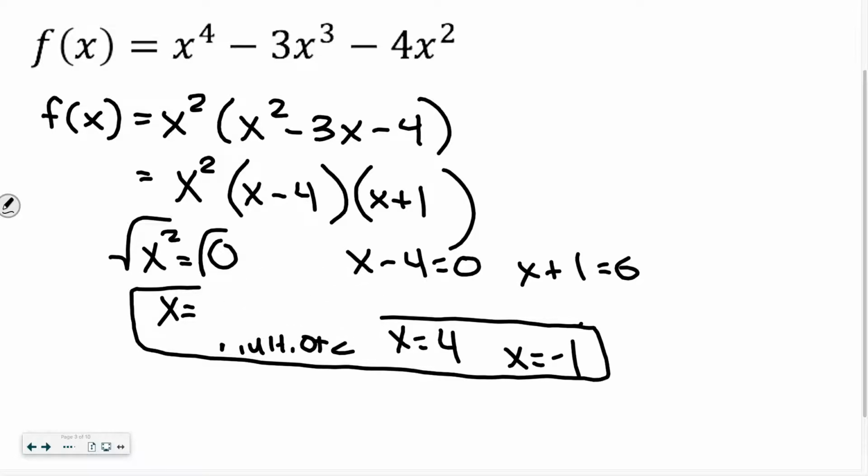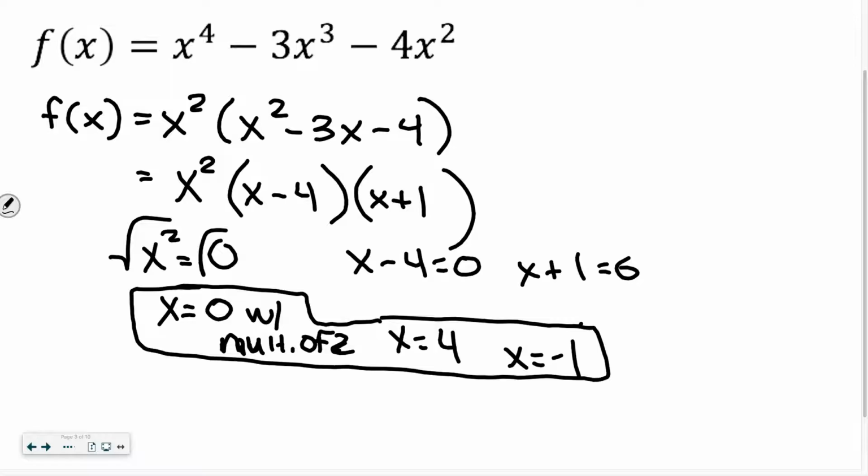How many total zeros do I have? 4. And looking at the polynomial, how many total zeros should I have? 4, because that's the degree, right? When 0 has multiplicity of 2, that counts twice. 1, 2, 3, 4. It showed up 2 times.